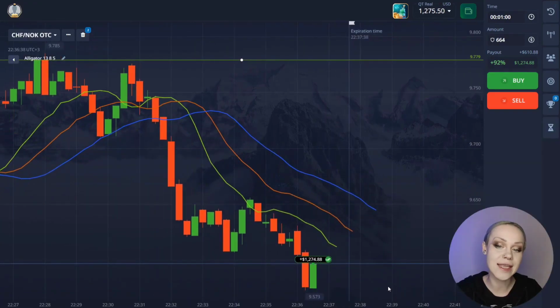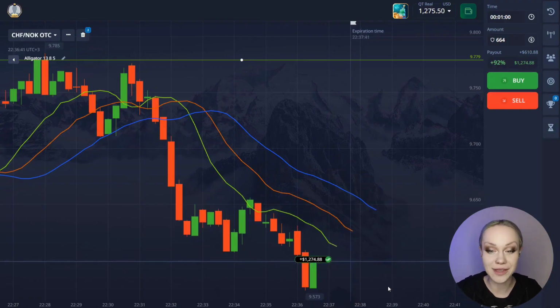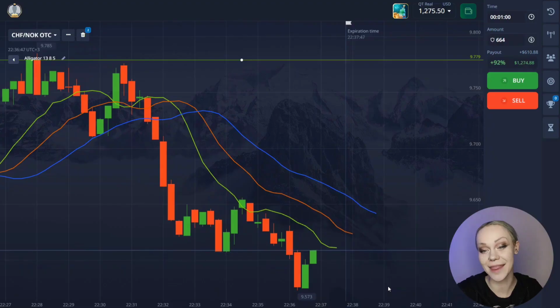The price shows a slight decrease and this trade brings us a profit. As you can see, the indicator didn't let us down again and helped us make money in this case.